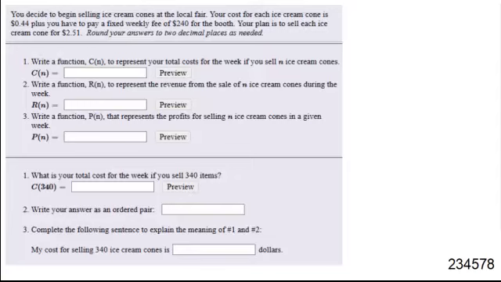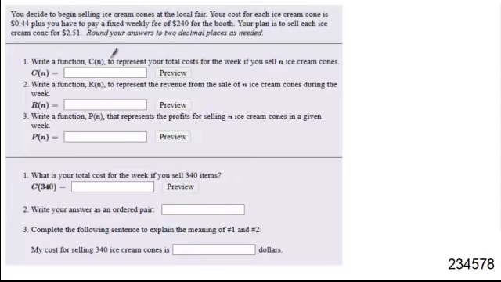The problem says you're deciding to begin selling ice cream cones at a fair. The cost for each ice cream cone is 44 cents, plus you have to pay a fixed weekly fee of $2.40 for the booth. Okay? And you plan to sell the ice cream cones for $2.51. Okay, so the first one is to write a function for the cost.